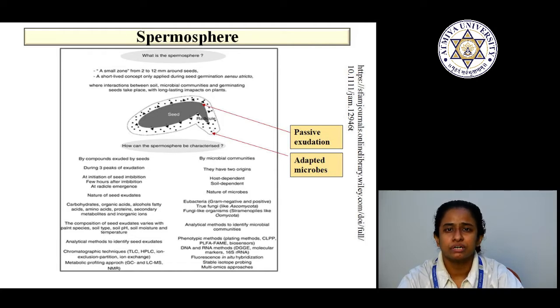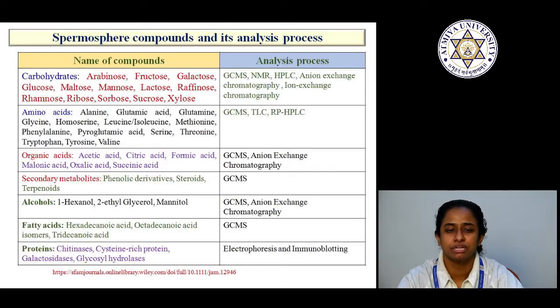One is the host dependent region and another is the soil dependent region. So depending on the availability of these regions, you can have diversity of soil microorganisms like eubacteria, gram negative or positive bacteria, or certain true fungi, for example Ascomycota, or the Oomycetes. These are the groups of fungi which you can see in this particular spermosphere region. Now this you can also study by FAME, PLFA or CLPP. These are the methods by which you can study them.